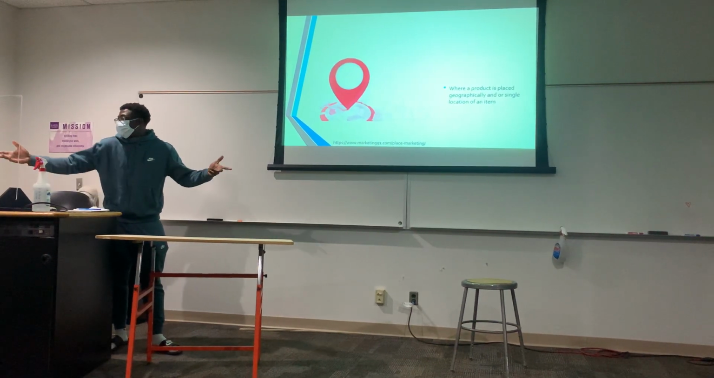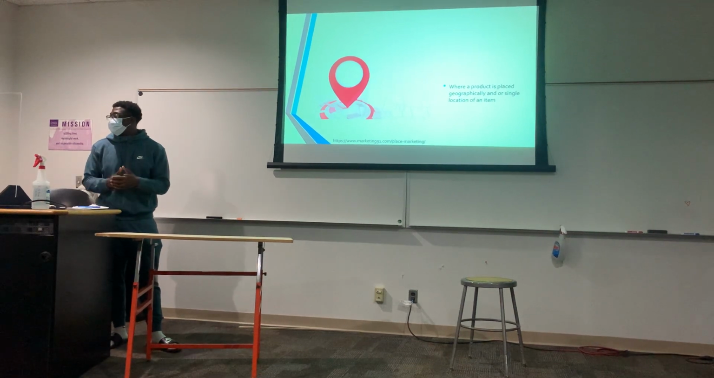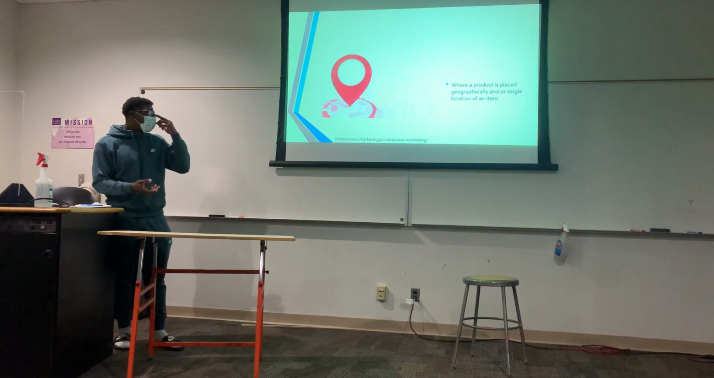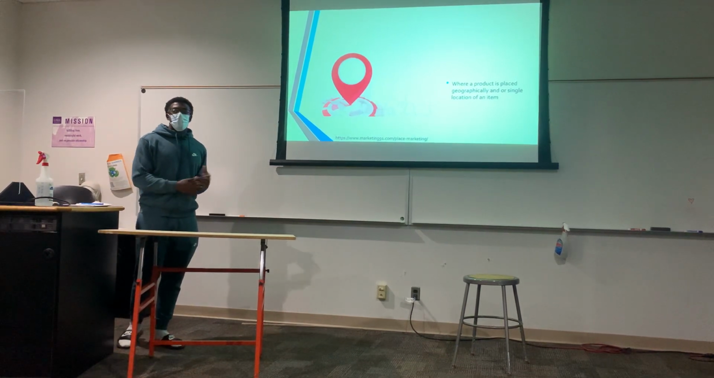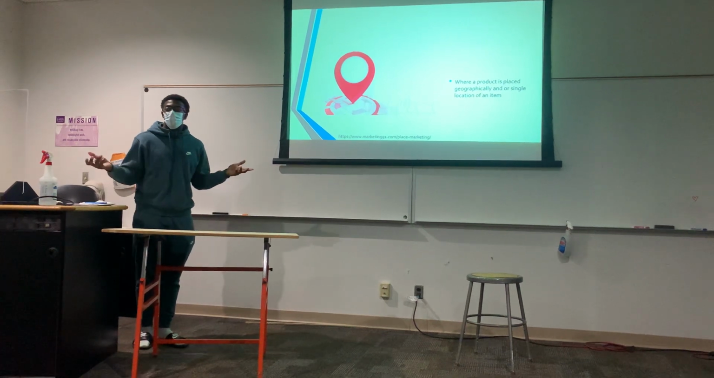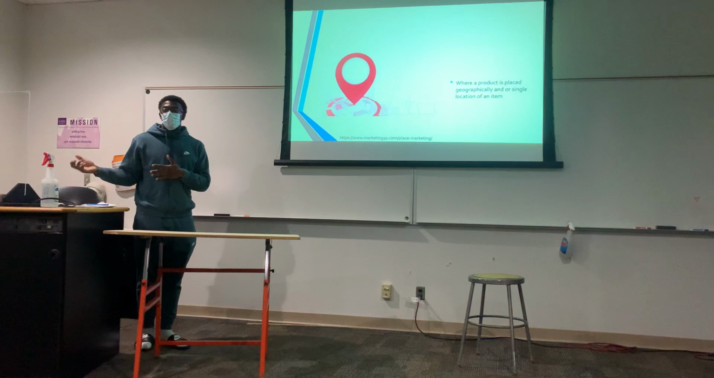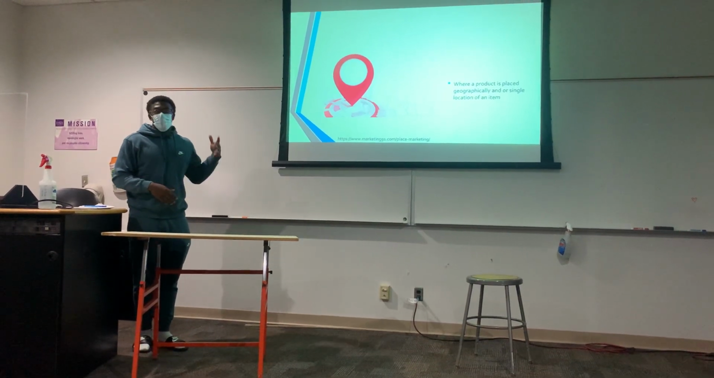Also, place. Place is just where a product is placed geographically, or the single location of an item. So if I know, like in Florida, it's the Sunshine State, so oranges and stuff like that are big with fruit. I may not want to sell fruit like oranges in a state like Maine, because it may not be as popular. The seasons change more in Maine. So I have to know this as a marketer, because I have to know the position, the place.